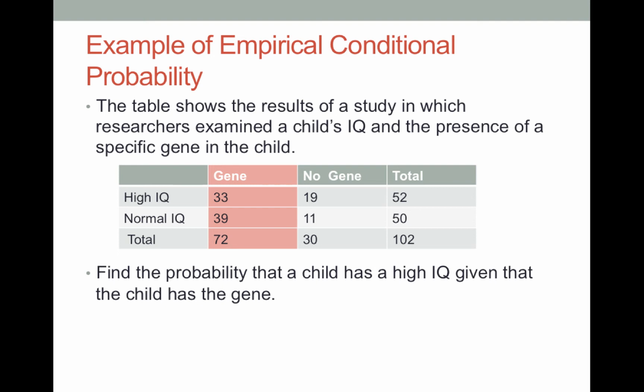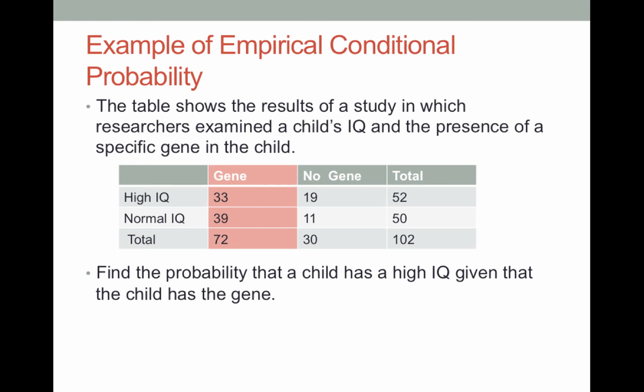Let's take a look at this first example. Find the probability that a child has a high IQ given that the child has the gene. My first question to you would be, what has happened? What has occurred? And the answer is what follows the word given. So what has happened is the child has the gene. That is why I have colored the gene column pink, because we're stuck there. We know the gene is present.